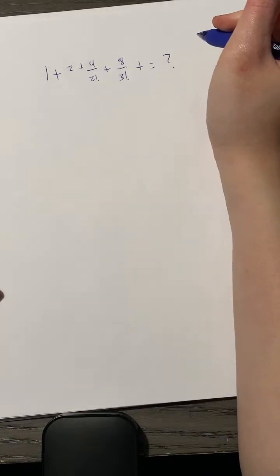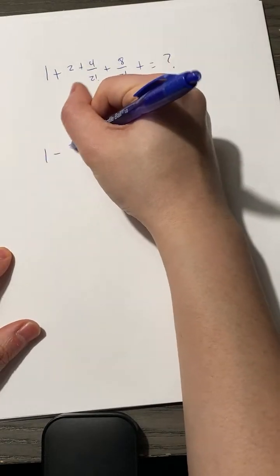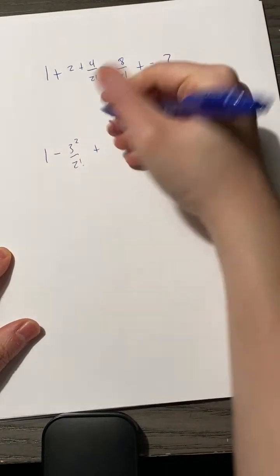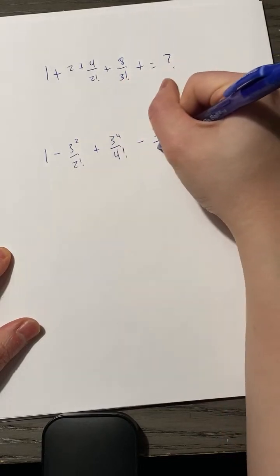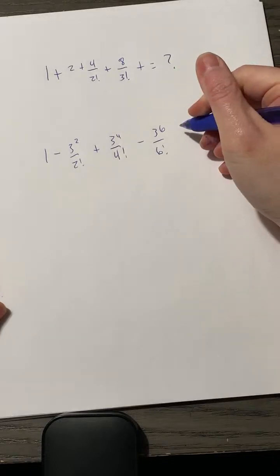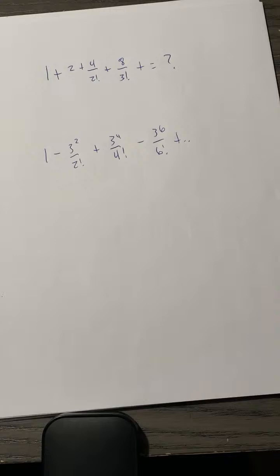Or they can ask something like 1 minus 3 squared over 2 factorial plus 3 to the 4th over 4 factorial minus 3 to the 6th over 6 factorial. So sometimes they just say find the sum. So just be wary that I just want to stress this on the AP exam.